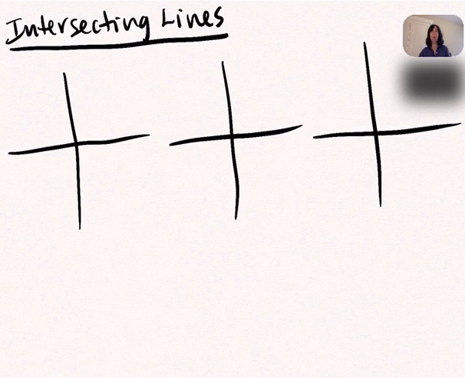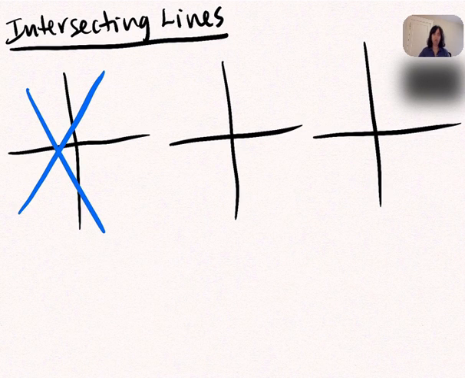Intersecting lines. When you graph two lines in the same xy coordinate system, there are three things that can happen. One thing that can happen is the two lines can intersect each other somewhere. So they touch or cross. We also call that intersect.